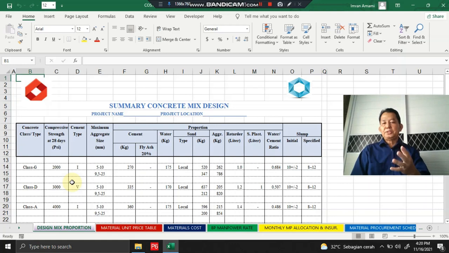Before we start this project, we should have a concrete mix design composed for these projects. The concrete mix design composition is approved by the main contractor and client. So after we got approval, we have the summary of the concrete mix design as seen on the screen here.